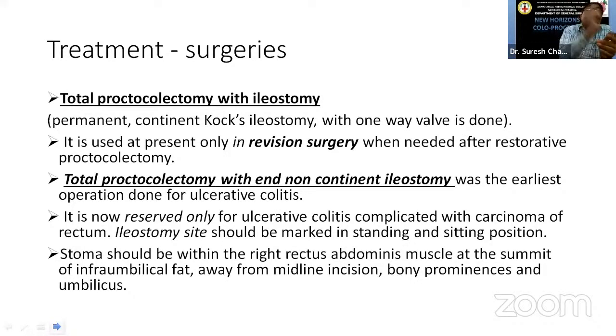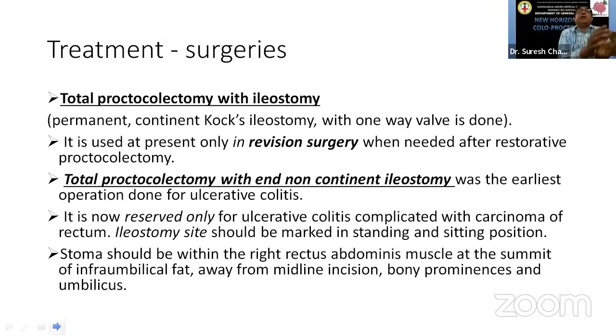It is usually permanent. Usually the ileostomy is permanent, which is a continent Kock ileostomy that is created. Now, what is meant by continent and incontinent? Incontinent means throughout your day you will have fecal matter, mostly liquid, from the ileostomy, and your bag will fill. But the Kock ileostomy is under your control, not under the control of your brain or sympathetic system, but under the control of your finger. You put your finger in that ileostomy, and suddenly the fecal matter will come. So that is a brief about the continent Kock ileostomy.